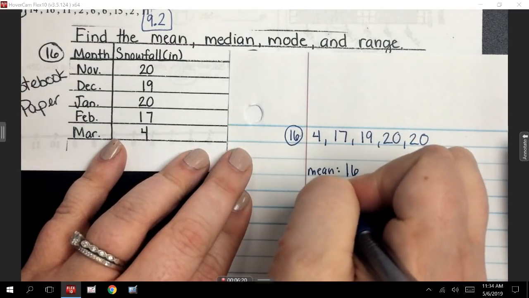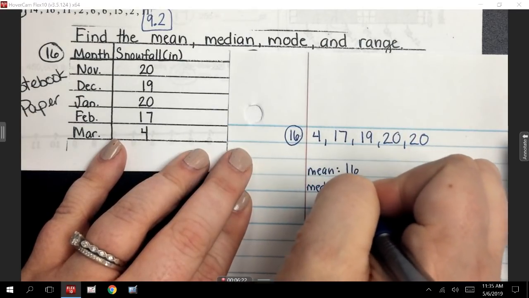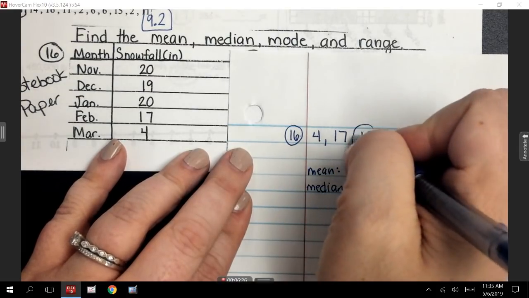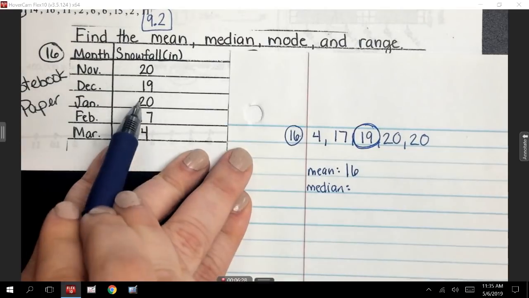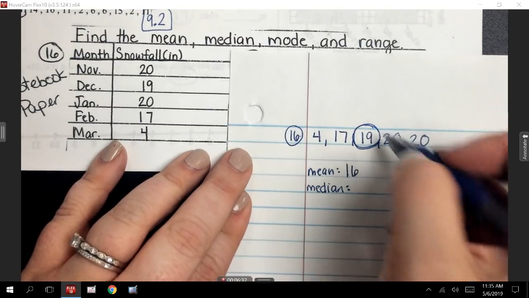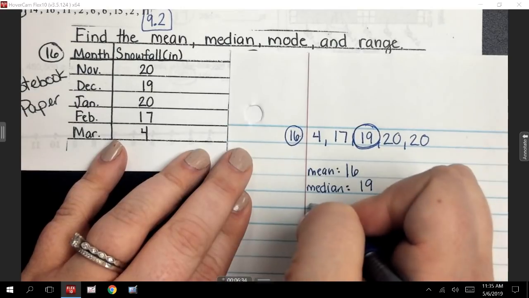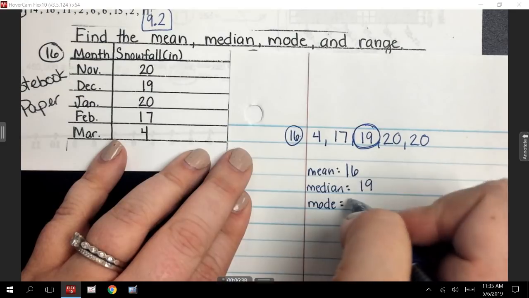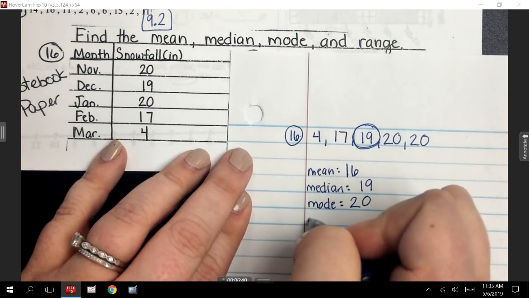The median, how do I find the median? Should be the one in the middle. After they're in order, guys, I couldn't pick my median here where it says 20. I have to pick it where it's in order. So my median is 19. The mode is the one there the most, so I'm going to go with 20. It's there more than the others.